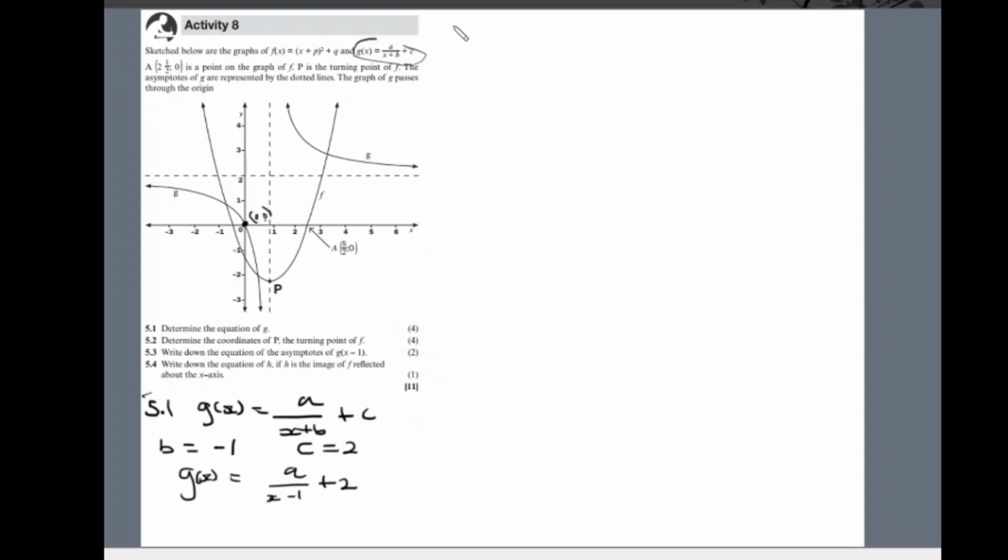So if I substitute y being 0 and x being 0, I will be able to solve for a. We are just substituting this point into our equation, and now we can solve for a. From this I say that minus a equals -2, which means a equals 2. So now our equation is g of x equals 2 over x minus 1, plus 2.